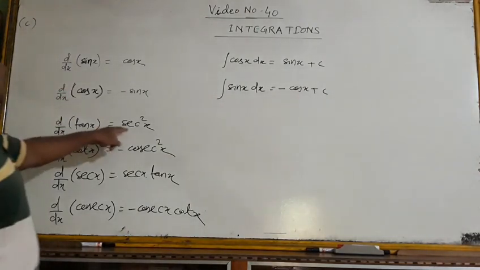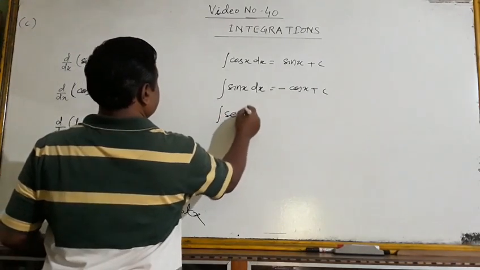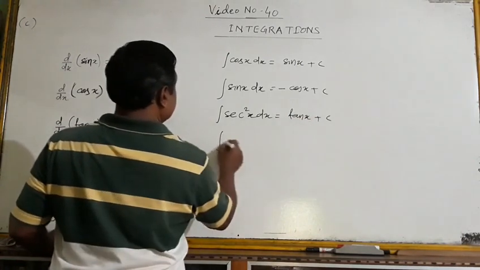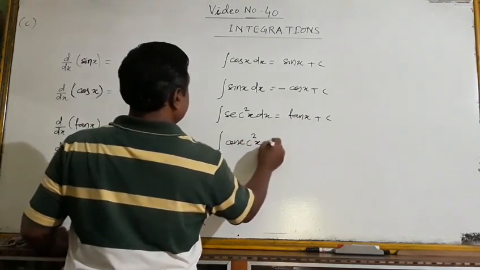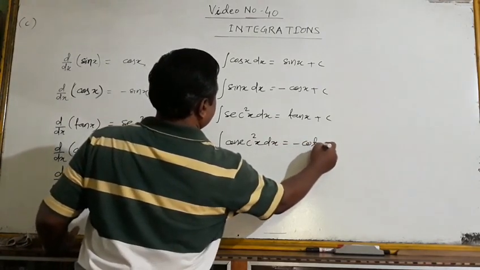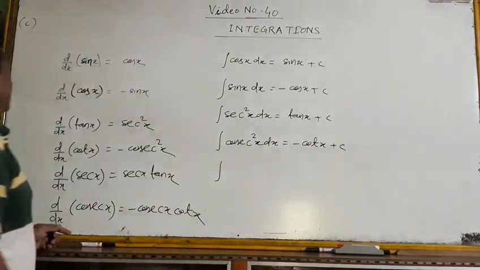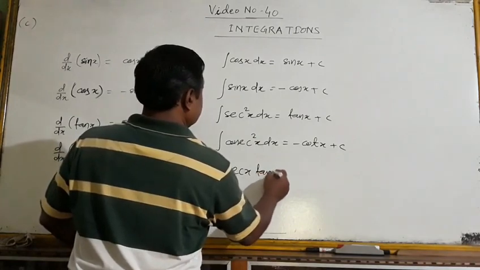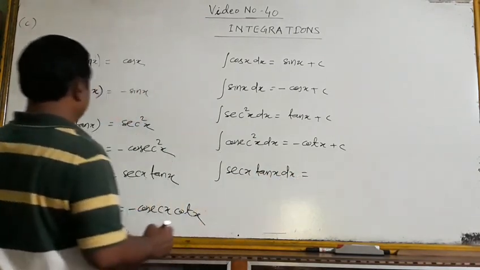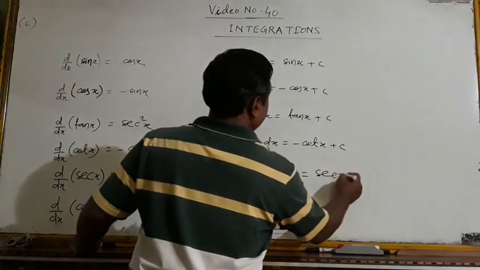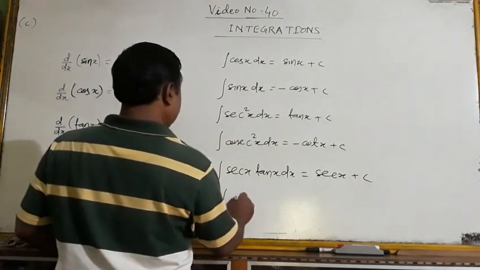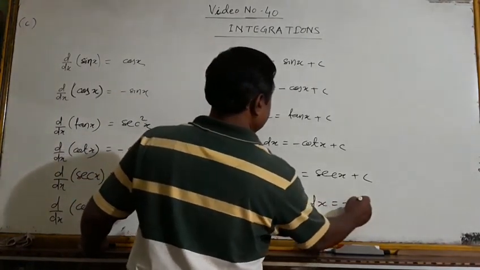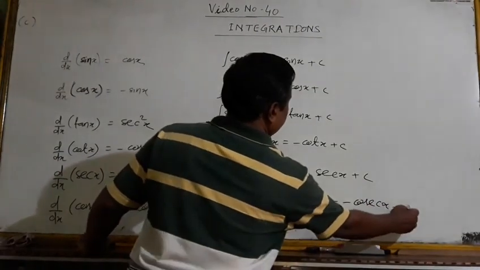Okay. The derivative of tan x is sec square x, so integration of sec square x is tan x plus c. Integration of cosec square x dx is equal to minus cot x plus c. Integration of sec x tan x dx is equal to sec x, and integration of cosec x cot x dx is equal to minus cosec x plus c. You have to remember this.